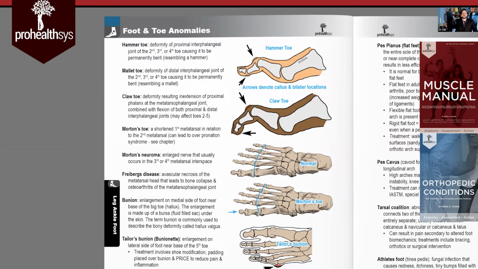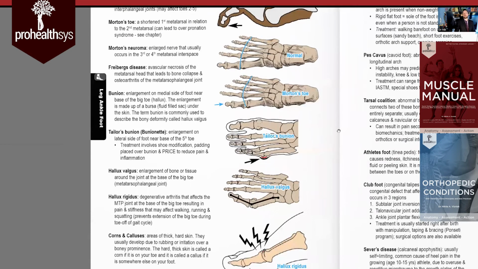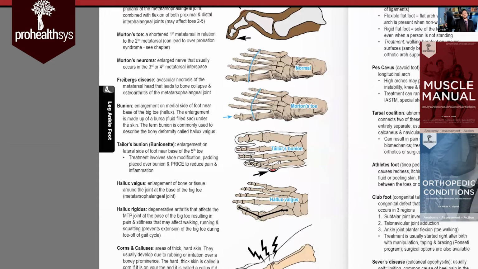So Morton's toe is an anatomical variation where the first ray or big toe is actually shorter than the second ray. This is in about 20% of the population. And fun fact, the Statue of Liberty is another place where we see this as well. What else do we see? We see Morton's neuroma. Morton's neuroma, we'll come to it as a separate condition, but it is an interdigital neuroma in between the metatarsals usually. Second, third and fourth typically, but can occur between any of the metatarsals.